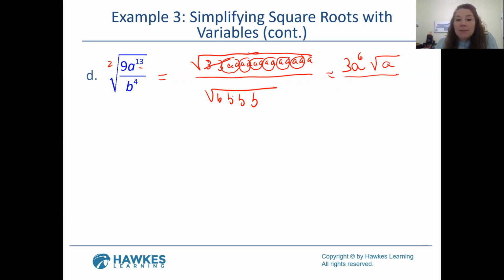And then the bottom, this is a perfect square. Square root of b to the 4th is b squared. We get to pull all those out of the radical. And that is the answer.